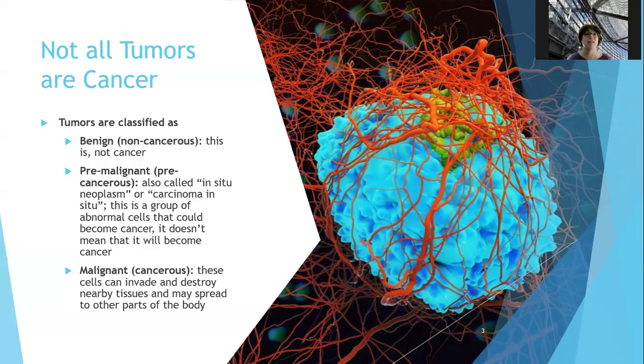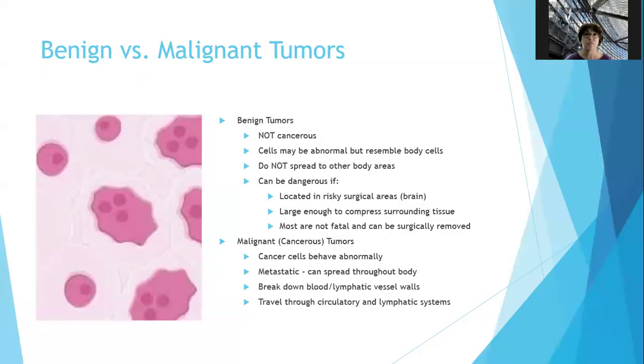These are the bad coworkers that can invade and destroy nearby tissues and may spread to other parts of the body. So benign tumors are not cancerous. The cells might be abnormal, but they resemble body cells, and some of them are still doing their job. They don't spread to other areas of the body. Where benign tumors can be dangerous is if they're in risky areas, hard to do surgery on, like the brain or the spinal cord, or they're large enough to compress the surrounding tissue or obstruct a duct. That's where it could become a problem. Most of them are not fatal, and can be surgically removed.